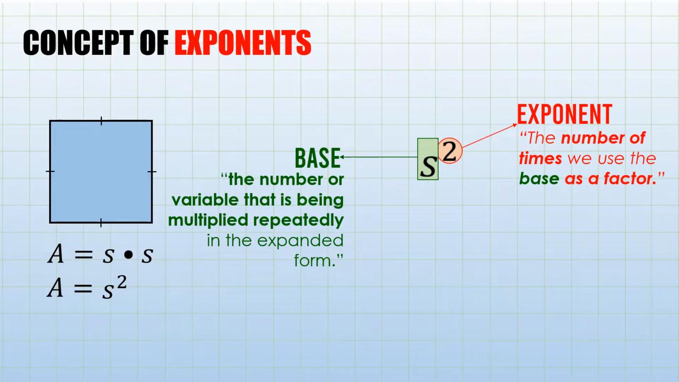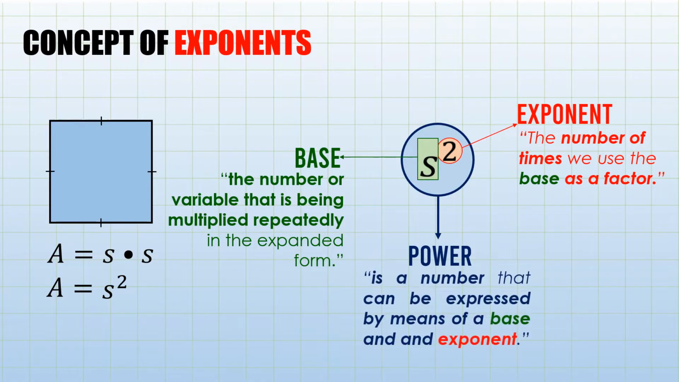So here, S squared, 2 indicates or tells us kung ilang beses mong gagamitin yung S bilang factor. In this case, we have 2. Kaya yung S squared ay kapareho lang ng S times S. Kung ito naging 3, magiging S times S times S siya sa expanded form. And together, the whole thing, S squared, is what we call power. Power is a number that can be expressed by means of a base and an exponent. So yung S squared dito ay tinatawag na power.